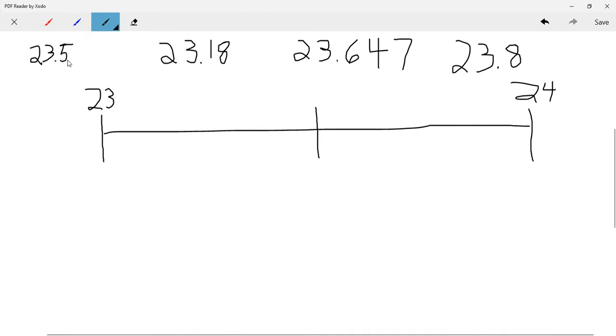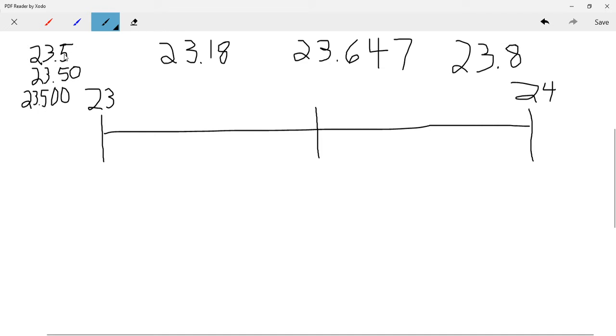Now, since you can just add zeros here without changing the value, that's also 23 and 50 hundredths, and 23 and 500 thousandths, right? Because 50 is half of 100, 500 is half of 1,000. The value of these does not change, right?